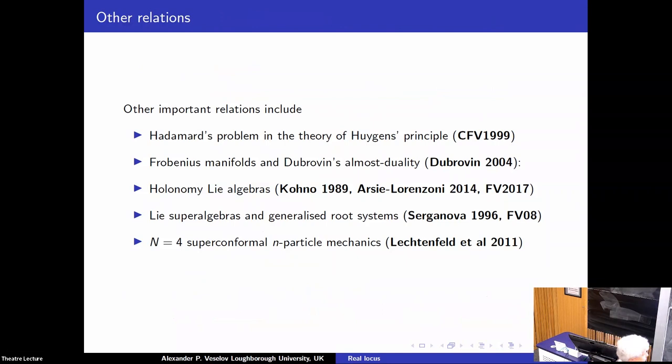So let me just mention this really last one, which I didn't have time to mention before. It says if we classify locus configurations, we solve the Hadamard problem, right? In the theory of Huygens principle, that was shown modulo some assumption, but very believable. It is related to Frobenius manifolds and Dubrovin's duality. No time. Hamiltonian-Miller algebra, Konopelchenko, Alessandro with Paolo Lorenzoni, and Lie superalgebras. I did mention superconformal and particle mechanics. This is why Lechtenfeld was interested.